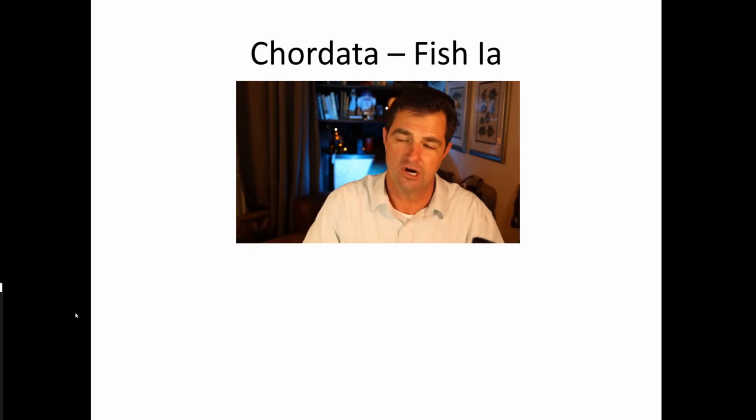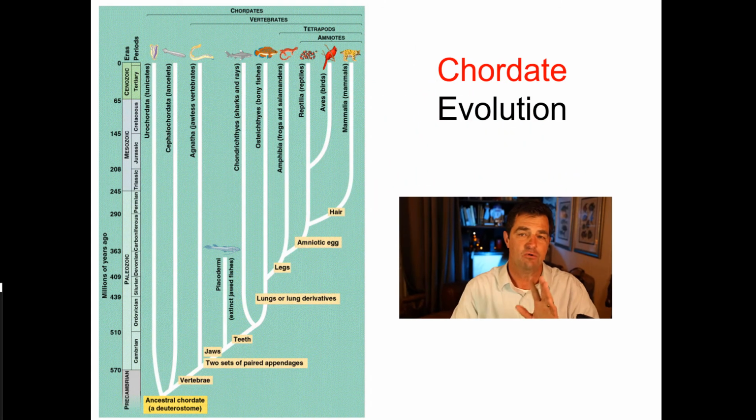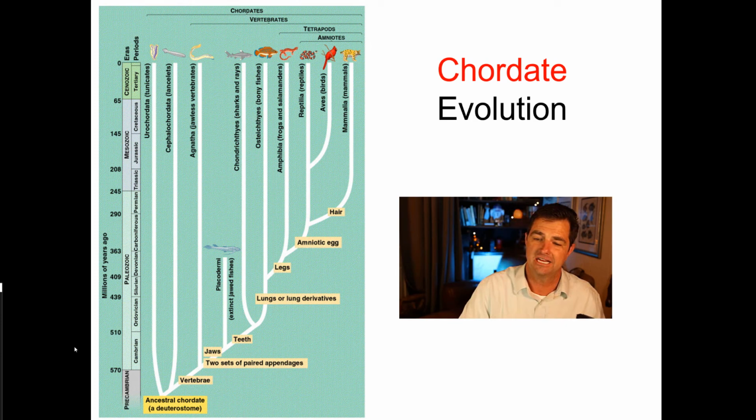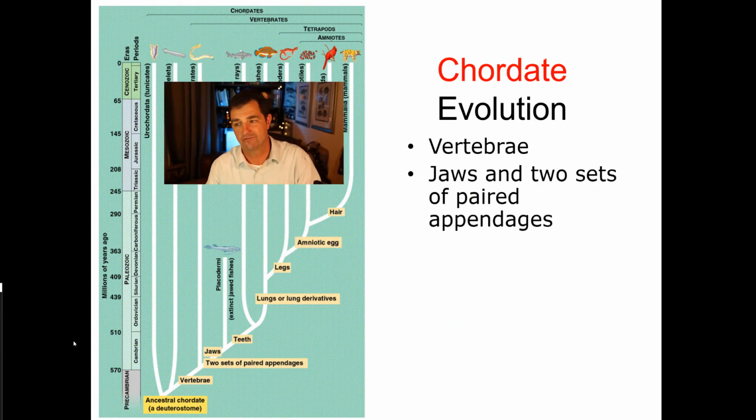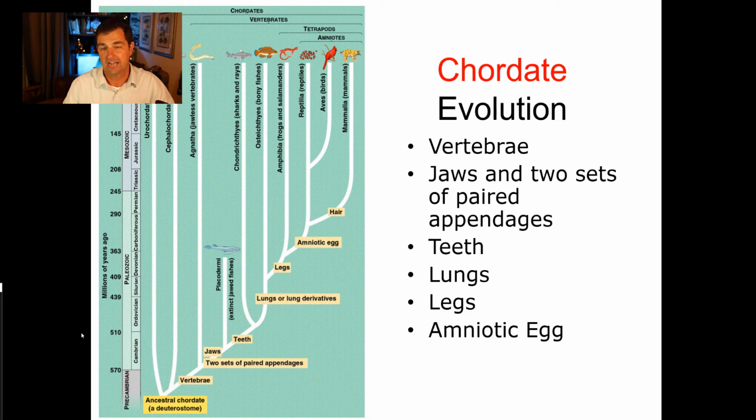We're continuing on talking about the phylum Chordata, and we're going to start talking about fish today. When we talk about chordate evolution, there are several traits that appear in the fossil record in a particular order, and those include, first we'll talk about vertebrates, then jaws with two sets of paired appendages, lungs, legs, the amniotic egg, then hair and feathers. And you might be thinking, you don't know any fish that have hair and feathers. You'd be right. So this is a list of all the chordates.